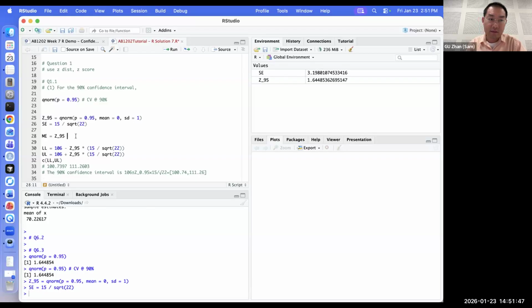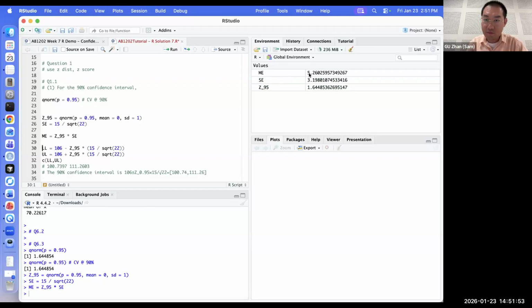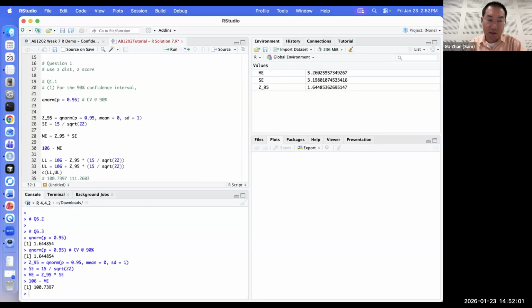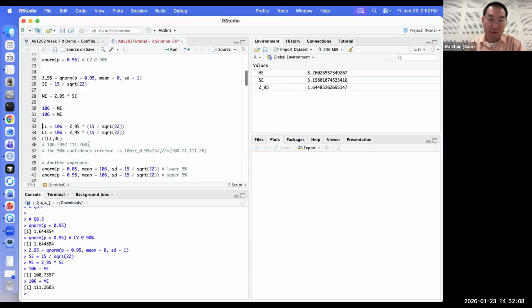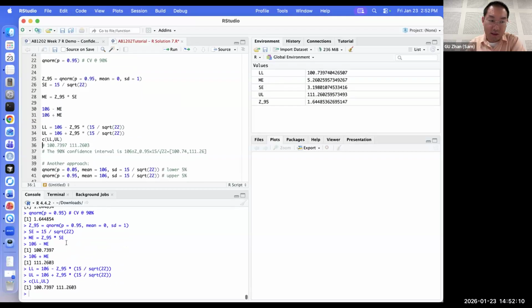Okay, then next thing, margin of error is the critical value times the SE. So you have this margin of error 5.26. Then your lower bound is your X bar 106 minus the ME. Then your upper limit is your 106 plus ME. So let's look at that: lower bound, upper bound.